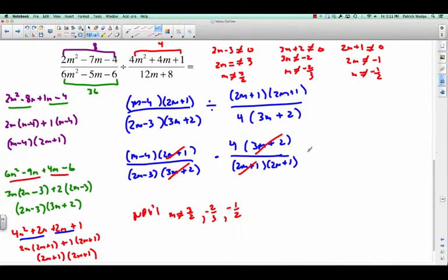So our final answer is 4 times m minus 4, I'll write it that way, all over 2m minus 3 and 2m plus 1.